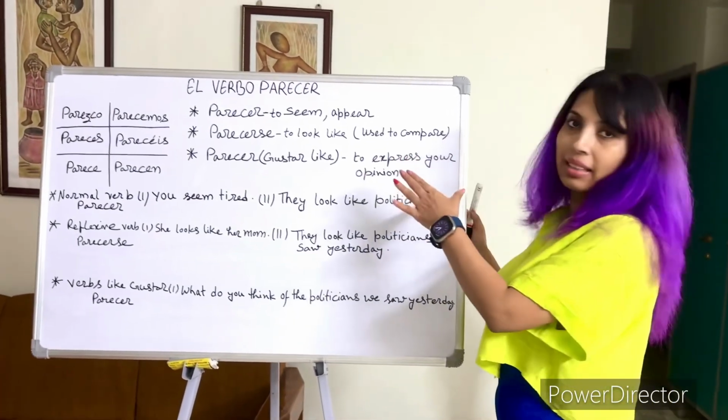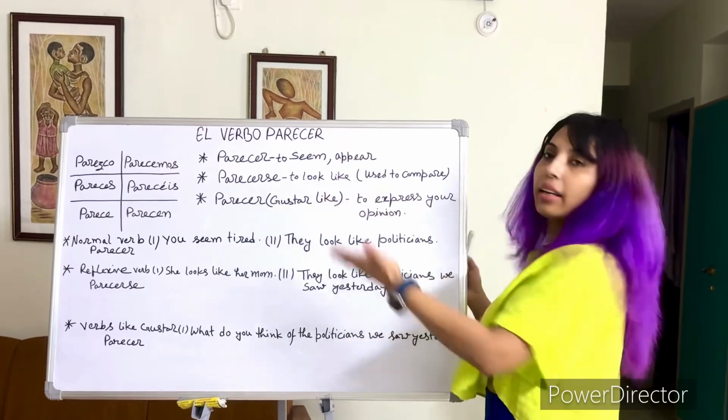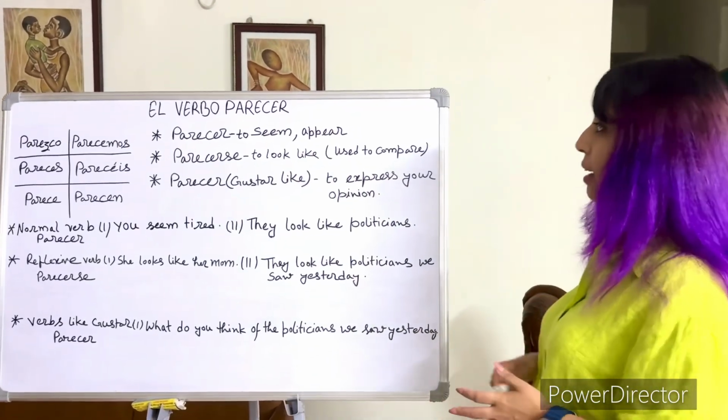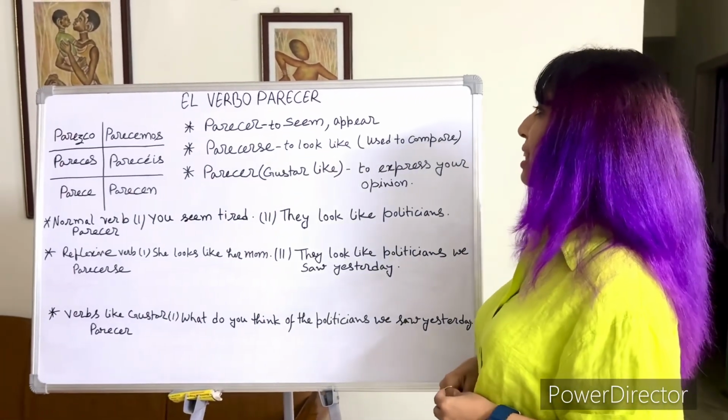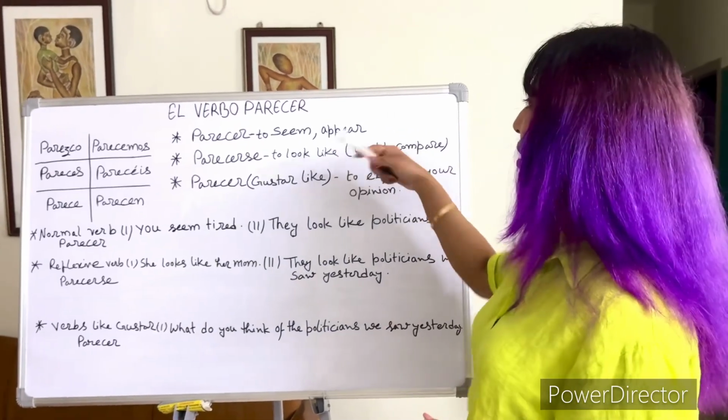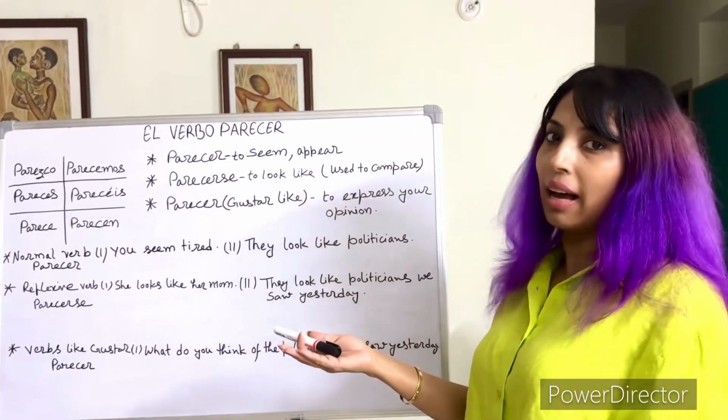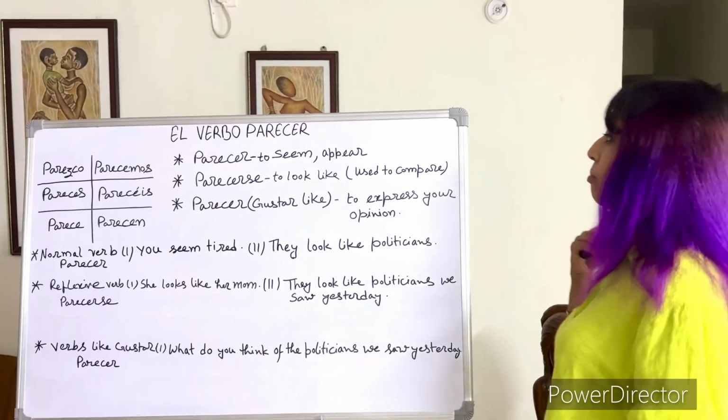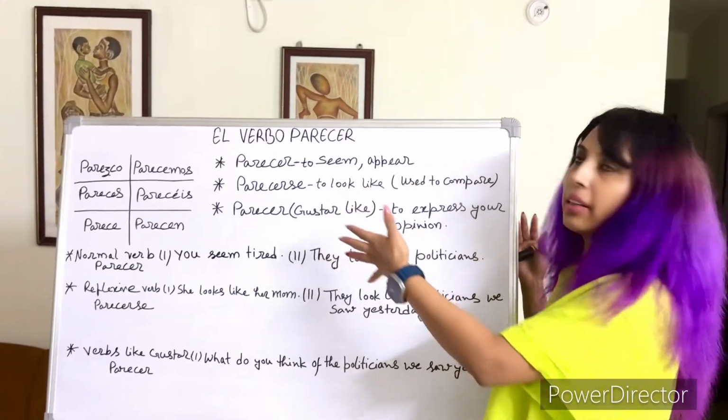El verbo parecer. Parecer is an ER ending verb. You all can say that. And the Spanish verb parecer means to seem, to appear, to look like. But parecer can be used in different ways.